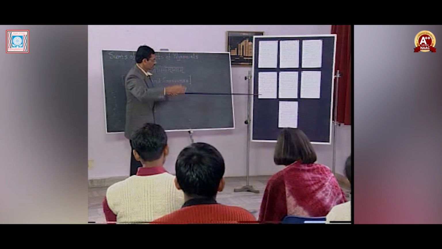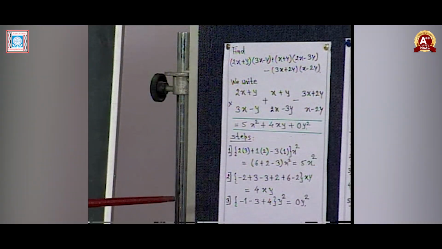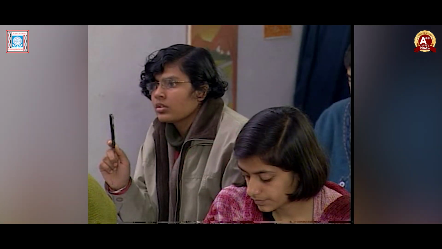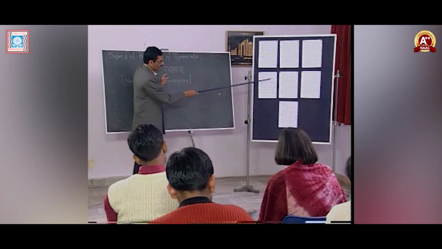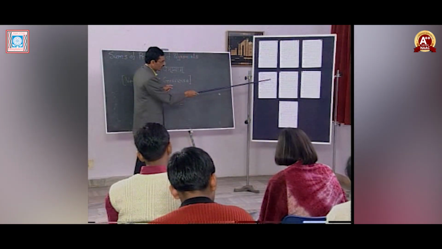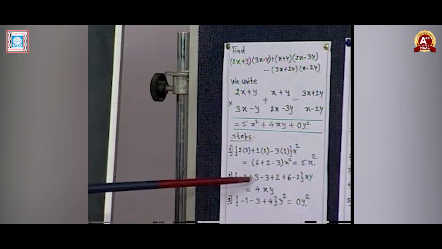Next one. 2 into minus 1, minus 2. Then 1 into 3, that is 3. Plus 1 into minus 3, that is minus 3. Then 1 into 2, that is 2. Then minus 3 into minus 2, that is minus 6, and minus minus gives plus 6. Then minus 2 into 1, that is minus 1, into 2 into minus 2. So we get minus 2, plus 3, minus 3, plus 2, plus 6, minus 2.